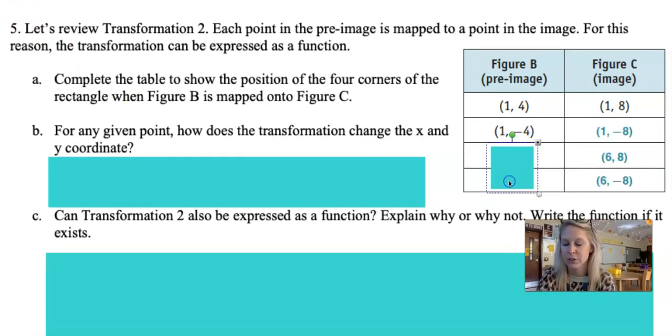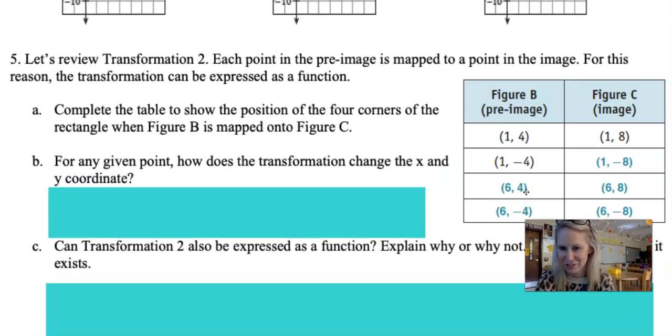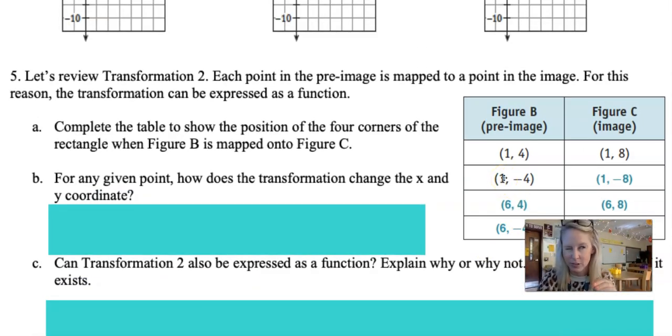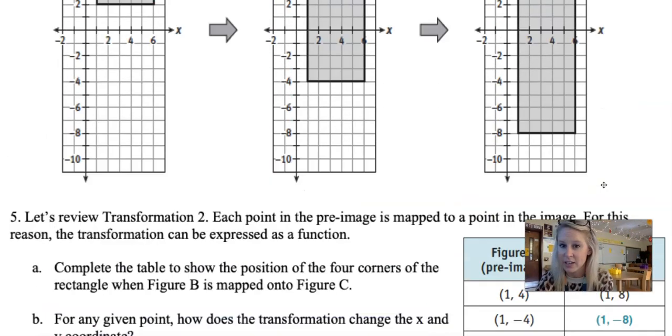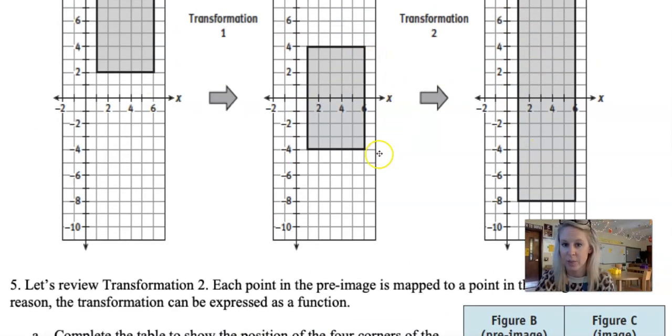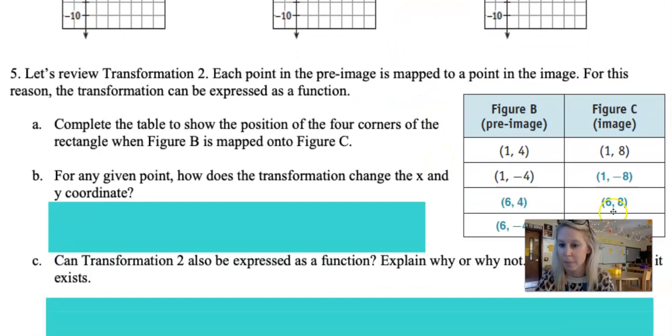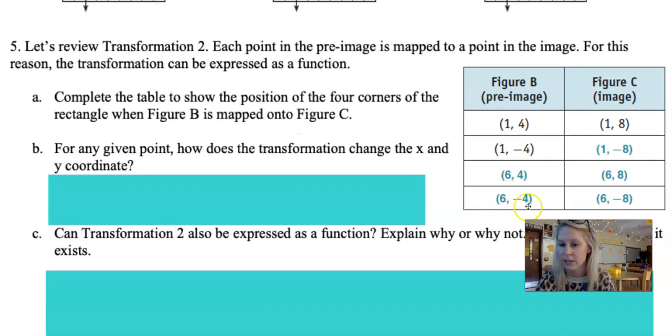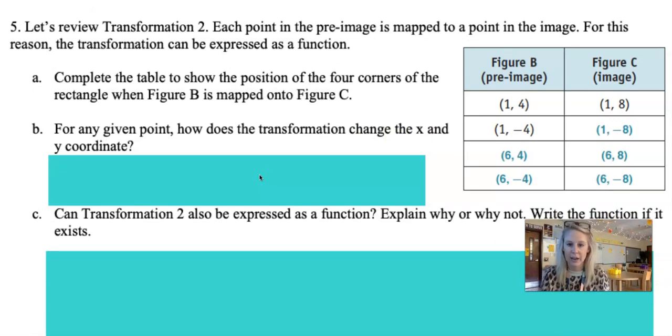All right, so the answers to our table are like such. (1, -4), the bottom left part of my band, became (1, -8). Then I need to write the top right and the bottom right parts of my band. They could be in any order. (6, 4) became (6, 8), and then (6, -4) became (6, -8). For any given point, how did the transformation change the x and the y coordinates? Again, our x values did not change whatsoever. 1 was 1, 1 was 1, 6 was 6, and so on. But the y values, something happened to them.